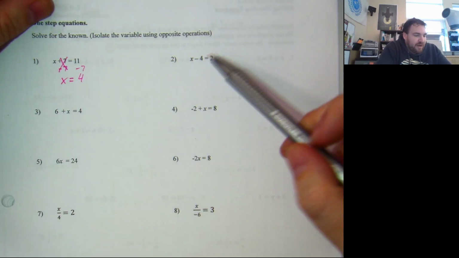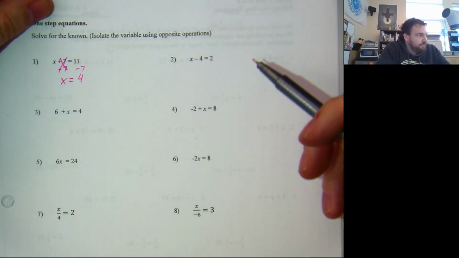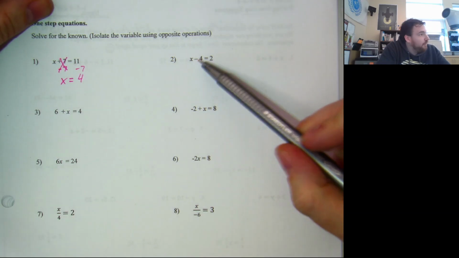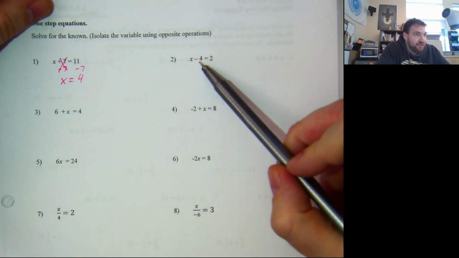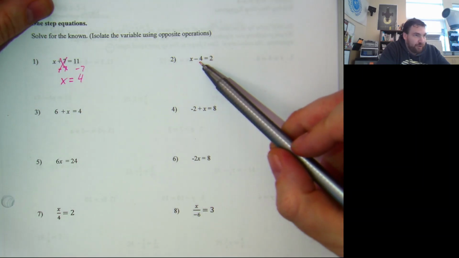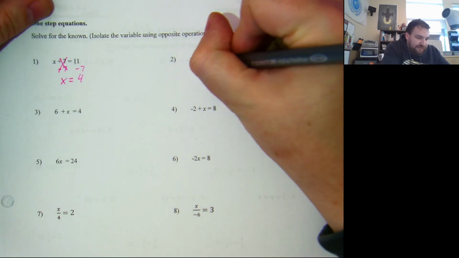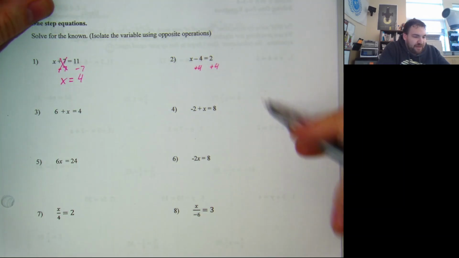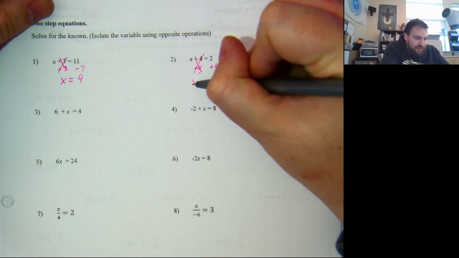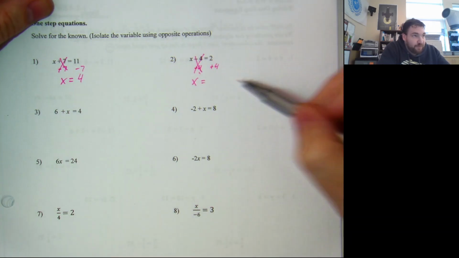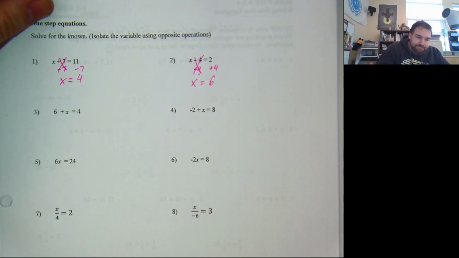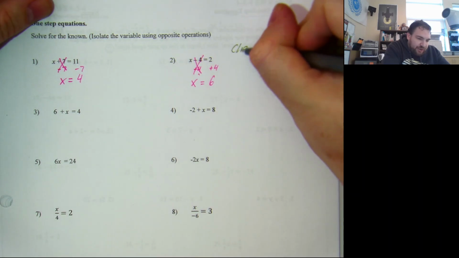So next one. I've got x minus 4 equals 2. Now, I want to get x by itself. I'm currently taking 4 away from it. So what am I going to add? What is the opposite operation of subtraction by 4? We're going to add. We're going to add 4. And whatever you do to one side, you have to do to the other. Negative 4 plus 4 is 0. So we're left with x plus 0, which is x. And 2 plus 4 is? Cool. Let's check it, shall we? Here is how you check your work.